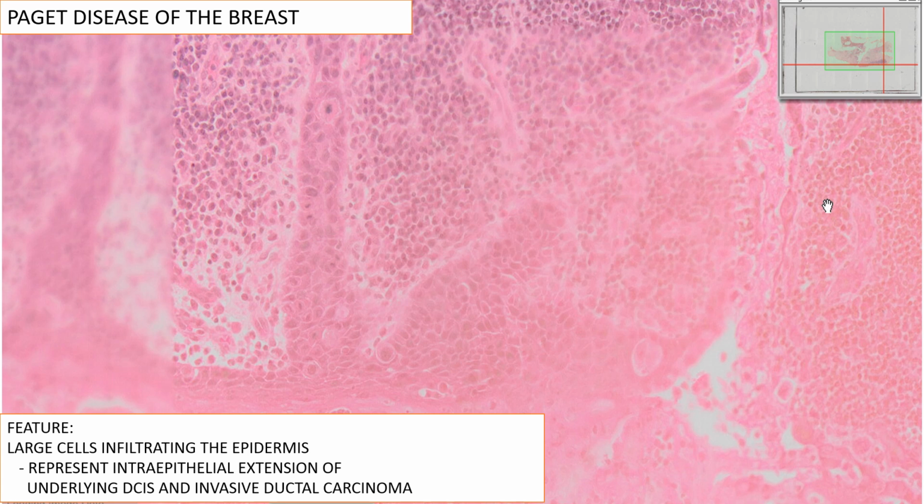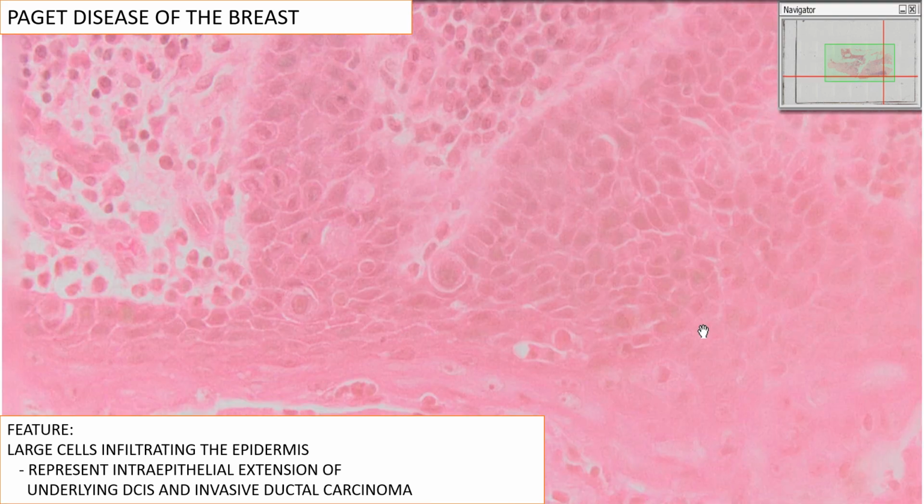So Paget disease of the breast presents with malignant cells we call Paget cells. These cells are large cells infiltrating the epidermis. It somewhat represents, again, as I've mentioned earlier, an intraepithelial extension of an underlying ductal carcinoma in situ or an invasive ductal carcinoma. So these are the large cells which we call your Paget cells. They are the atypical cells for your Paget disease of the breast.